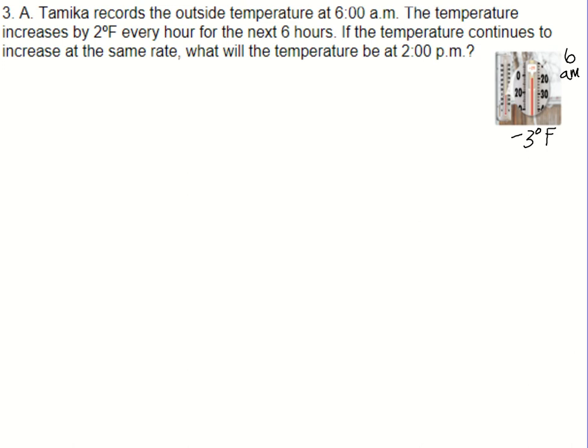So here you go. The temperature increases by 2 degrees Fahrenheit every hour for the next 6 hours. If the temperature continues to increase at the same rate, what will the temperature be at 2 p.m.? Well, if this is our starting point, this is our b, because that's where the temperature starts to increase. And then it tells us that it's increasing by 2 degrees Fahrenheit every hour. That is our slope.